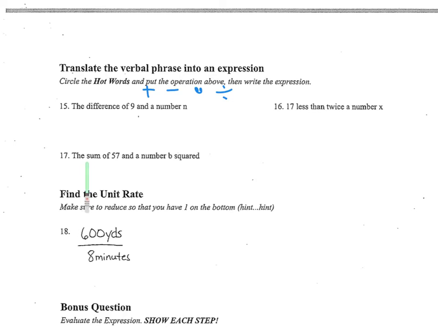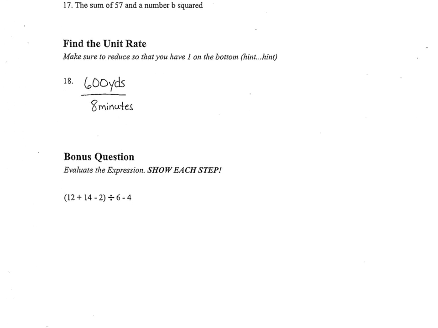In number 17, the sum of 57 and a number b squared. Okay, squared. The sum of 57 and a number b squared. So again, circle the hot words and then rewrite the expression. And make sure you use what operation above the hot word. Okay, one more and then a bonus.